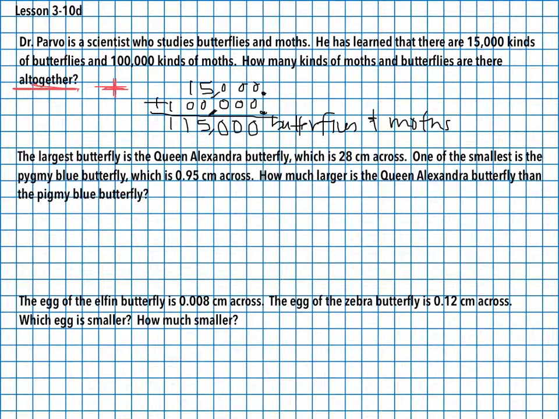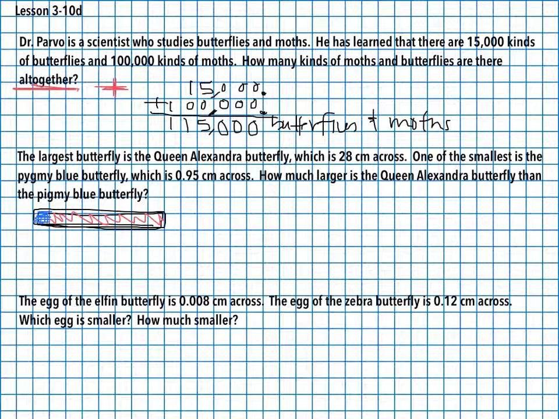Next we're going to talk about the largest butterfly, which is the Queen Alexandra butterfly, which is 28 centimeters across. One of the smallest is the pygmy blue, which is 9,500 centimeters across. How much larger is the Queen Alexandra butterfly than the pygmy butterfly? Now, if we were to make a drawing of this, we're going to look at the Queen Alexandra. Hi, I'm this beautiful butterfly here. And then we have the pygmy blue, which fits somewhere in here, and it's going to ask us what is the measure of this red space.